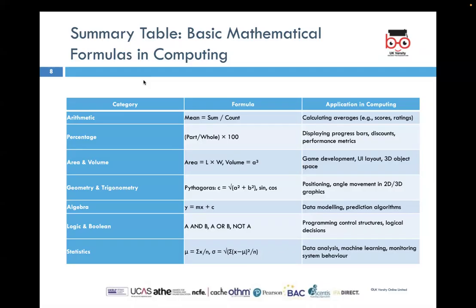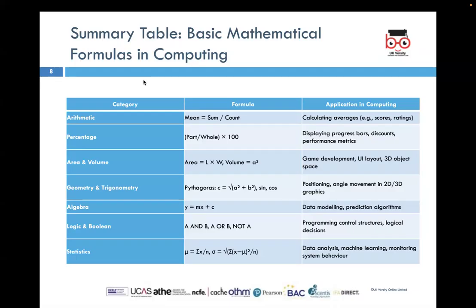Geometry and trigonometry. So Pythagoras: c equals the square root of a squared plus b squared. And for trigonometry, it's sine and cosine. This is used in positioning and angle movement in 2D and 3D graphics. Algebra, which is y equals mx plus c, is used in data modeling and prediction algorithms. Logic and Boolean, so this is A and B, A or B, and not A. This is used in programming control structures and logical decisions.